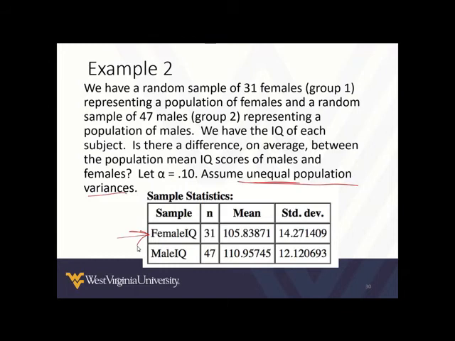Your test statistic, if you did females minus males, you're doing 105 minus 110, so your test statistic is going to be negative. If you did males first, it would be 110 minus 105, and your test statistic is positive. Since this is the two-sided case, it particularly doesn't matter. The only difference is that your test statistic may be positive or negative.